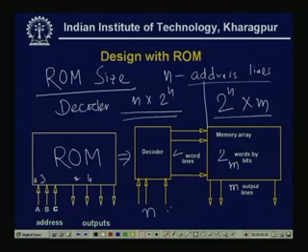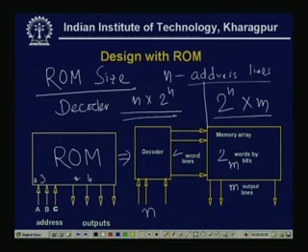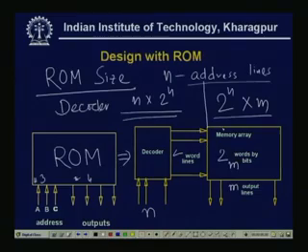Now, this is fixed. For n input lines, there are n columns and 2 to the power n rows, and this is m columns. So if we see the total design structure, this is my size. We cannot change it, because this is read only memory, which means all the contents for all the places are kept, and we are mainly selecting the addresses depending on my output.